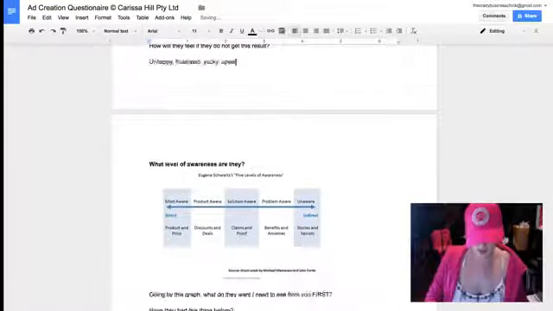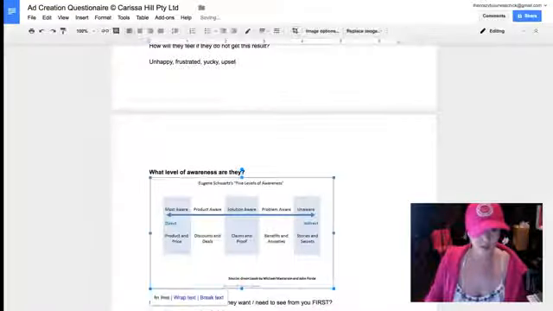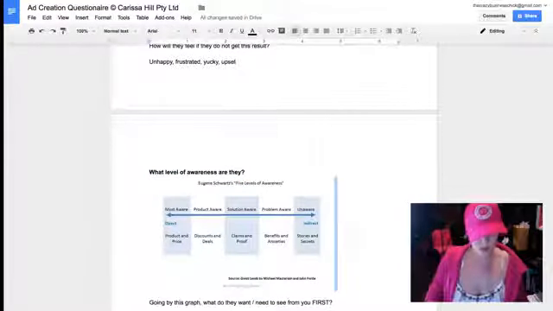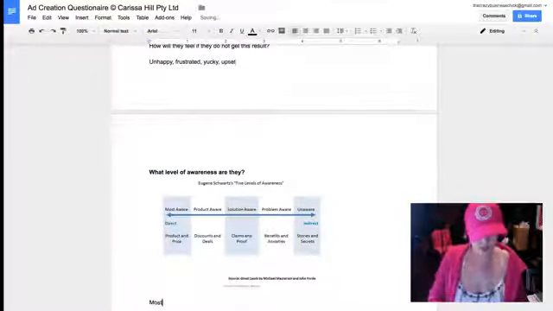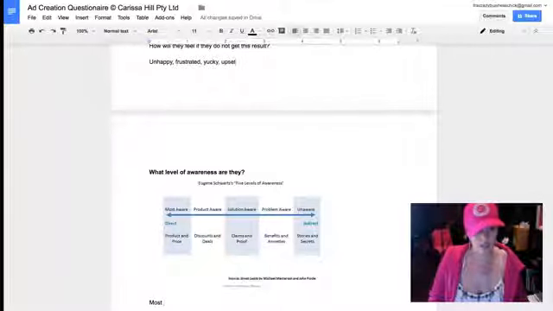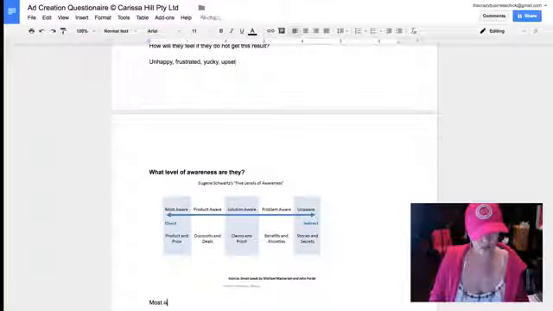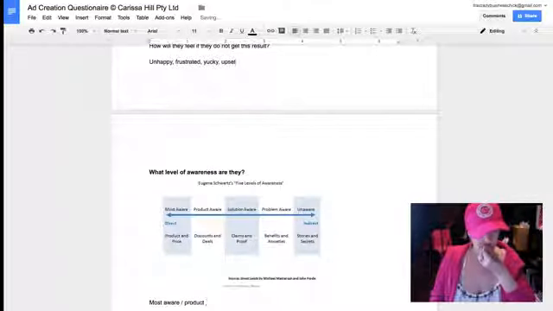What level of awareness are they? With this particular client, she was product aware, almost most aware, because she had already had hair extensions before. She was originally from England and she came over to Australia. She knew what she wanted and she was looking for what she wanted.